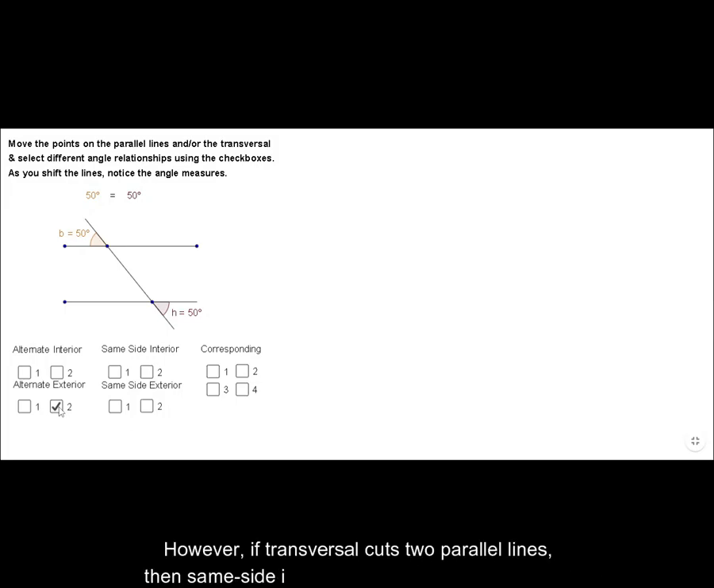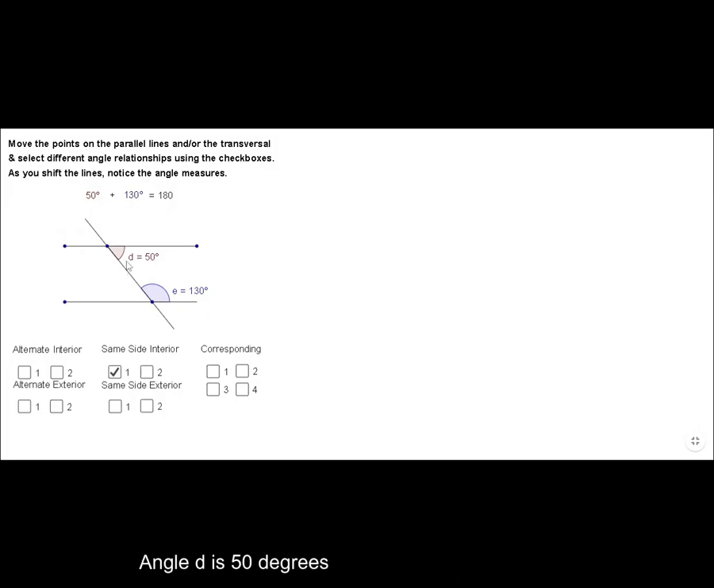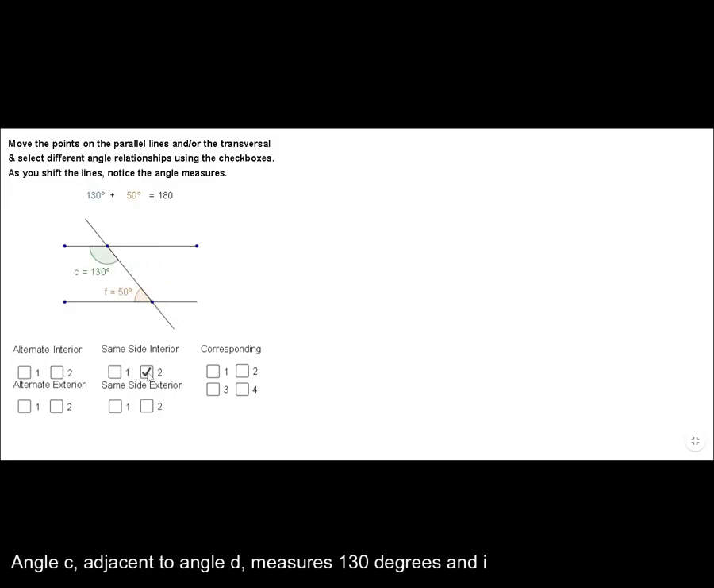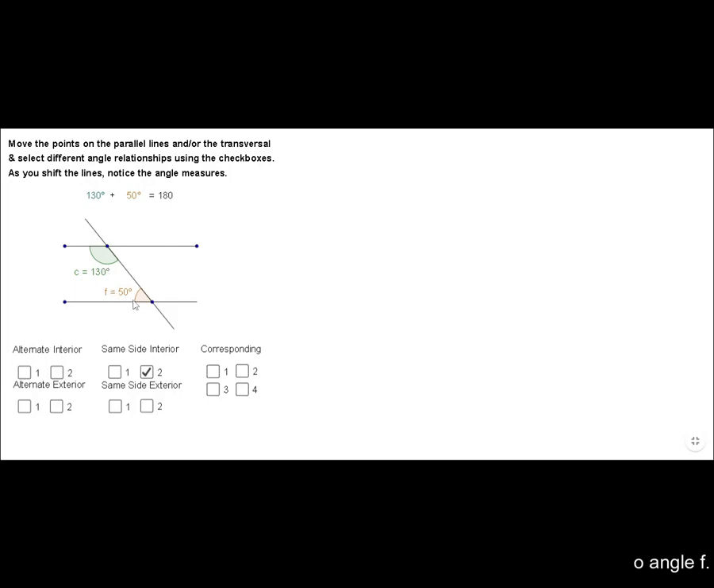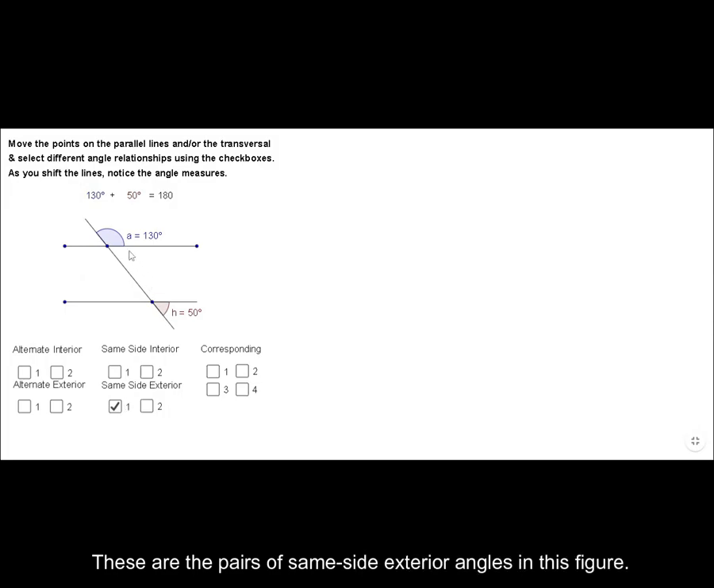However, if a transversal cuts two parallel lines, then same side interior angles are supplementary. Angle D is 50 degrees, but angle E is 130 degrees. Angle C, adjacent to angle D, measures 130 degrees and is supplementary to angle F. Lastly, if a transversal cuts two parallel lines, then same side exterior angles are supplementary. These are the pairs of same side exterior angles in this figure.